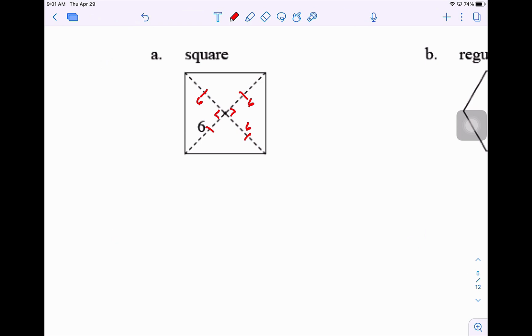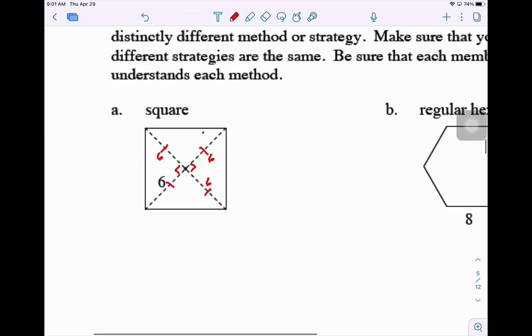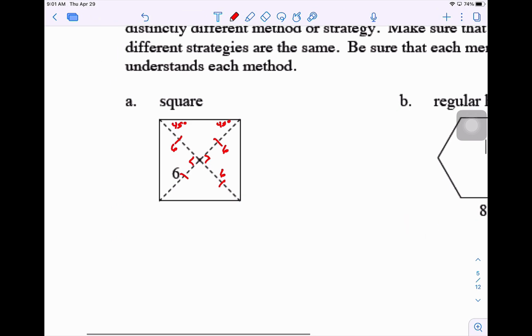You could go even further. One of the other parts we talked about last chapter was that the 90 degree angles of a square, the diagonals bisect that as well. So you also know that these are 45 degree angles, because that's one of the properties. So you actually have a 45, 45, 90 triangle.